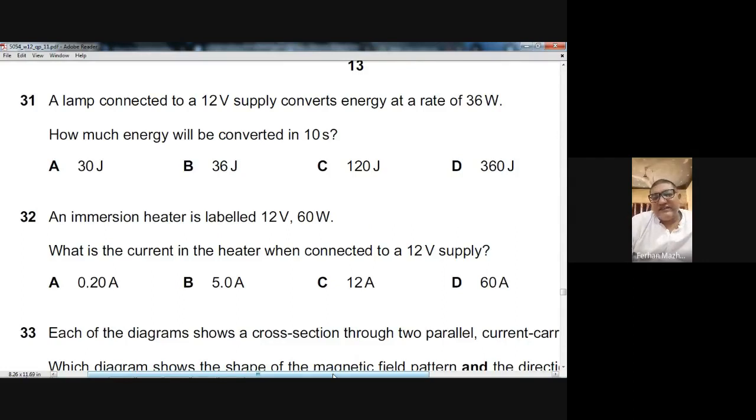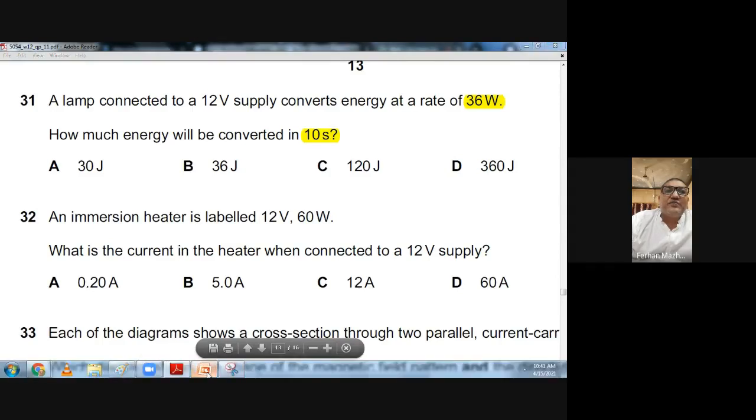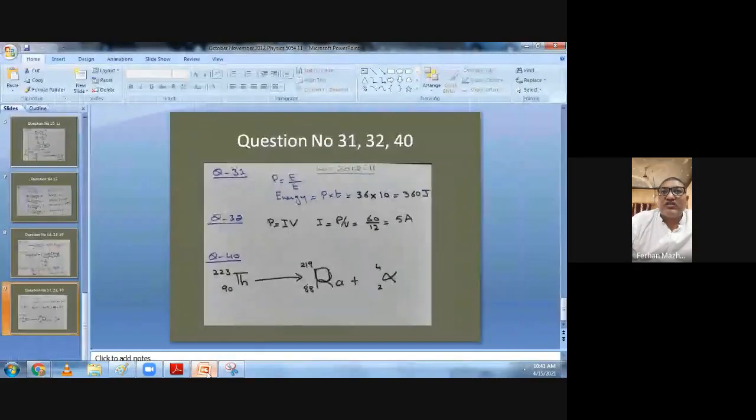Power is equal to energy divided by time, so energy is equal to power multiplied by time. So the power is 36 watt. Multiply it with the time and you will get the answer. So energy is equal to power multiplied by time. I have done this on paper. Let me show you. Okay.